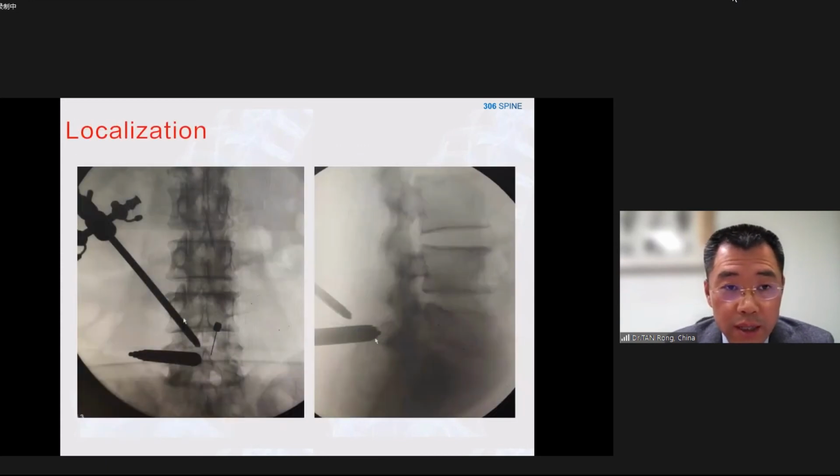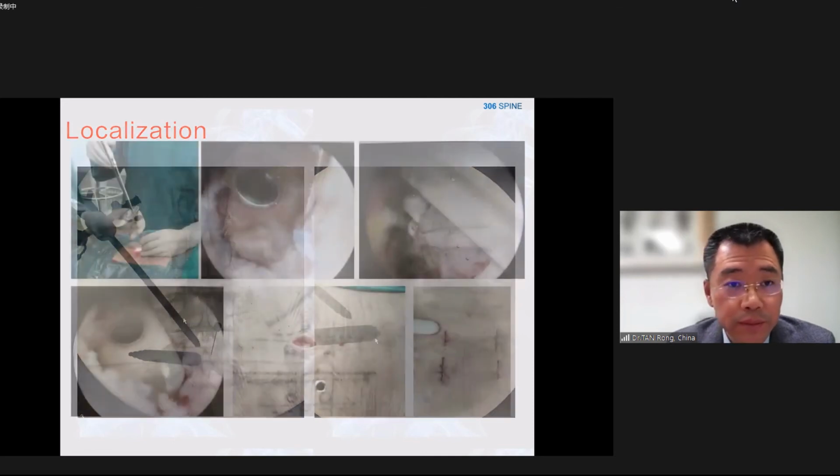For localization before I do this operation, I prefer to use a needle inserted from the contralateral side, and the needle direction is directed to the intervertebral space. Then when I do the operation, I will not easily lose the direction.